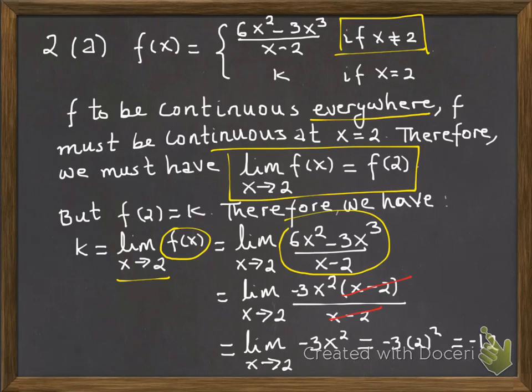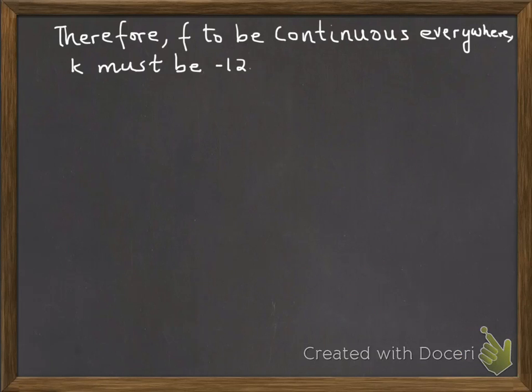So therefore, the limit as x approaches 2 of negative 3x squared will be negative 12. Therefore, k should be negative 12. So the value of k that makes the function continuous everywhere will be negative 12. So this is the idea.